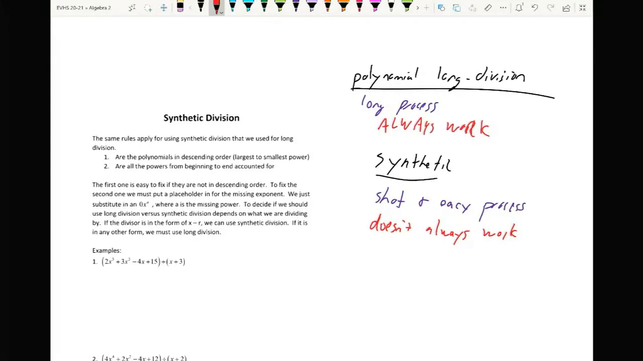And so you're probably sitting there saying, why in the world would I even care about this thing if it doesn't always work? Why would I learn a new process? Well, the reason you want to learn it is because of this thing right here. It is short and easy.